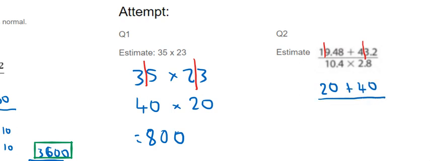So on the top I have 20 plus 40. On the bottom, round off at the 1 there, so it will just be 10. And my 2.8 would round off to 3, because the 8 means that the 2 goes up to a 3. On top then, 20 plus 40 is 60. On the bottom, 3 multiplied by 10 is 30. And then I can do 60 divided by 30, which is 2, because 2 30s make 60. So final estimate there is 2.